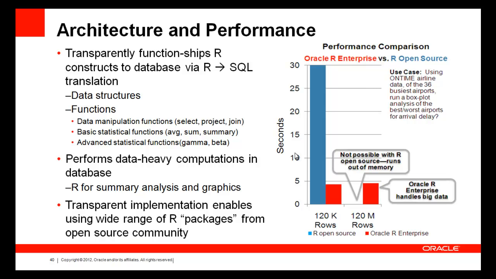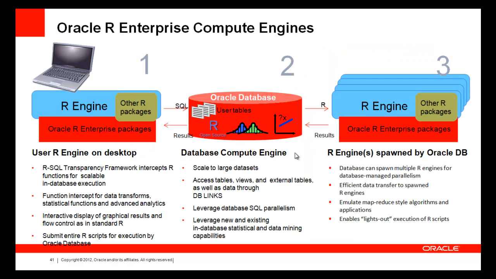But if you bump that up to the entire set of data and say have 120 million records, well, it's really not possible with open source R. It runs out of memory, it runs out of gas. What Oracle R Enterprise would do is function ship that same very simple calculation, leave the data in the database where it perhaps is being stored, or move it to the database and do the calculations there, and it's able to do it again in almost the exact same time.